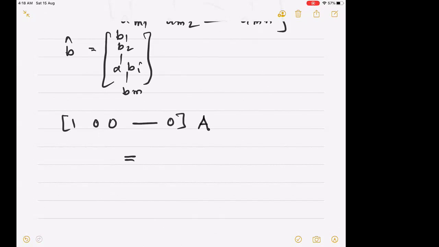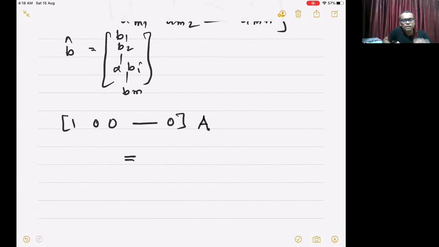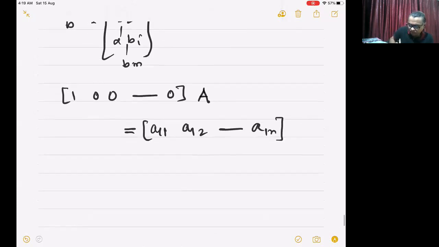What linear combination? 1 times the first row plus 0 times the second row plus 0 times the third row and so on. This is nothing but A11, A12, dot, dot, dot, up to A1n. Similarly, this vector, by the way, will be called E1. So E1 transpose.